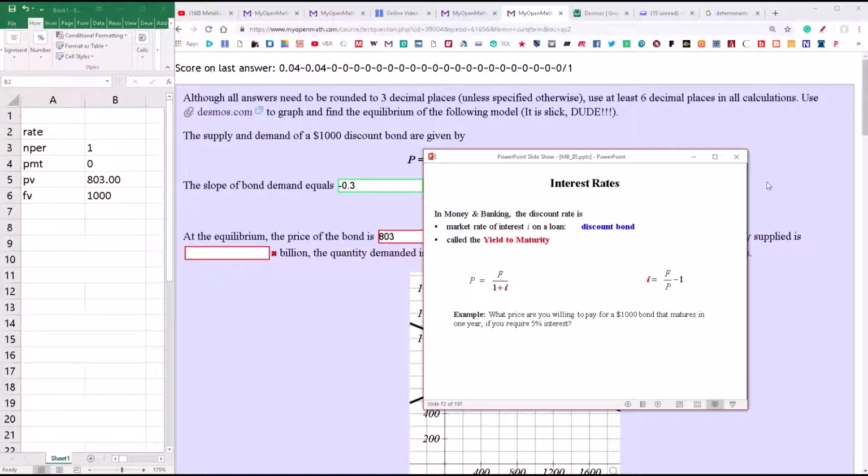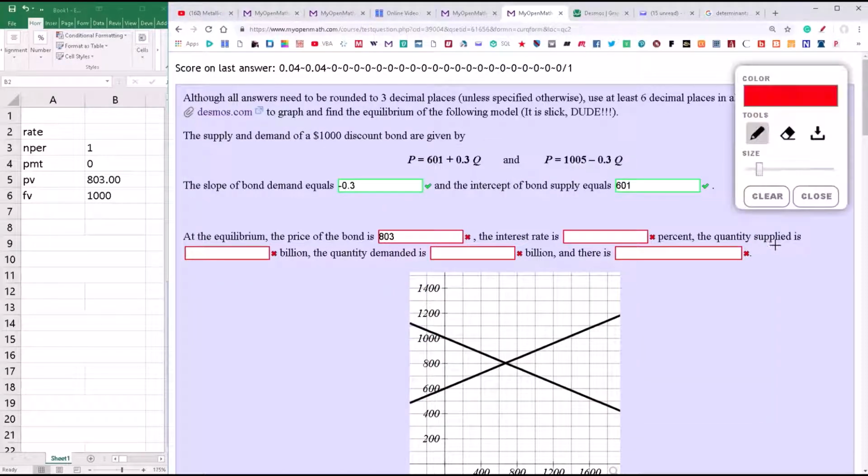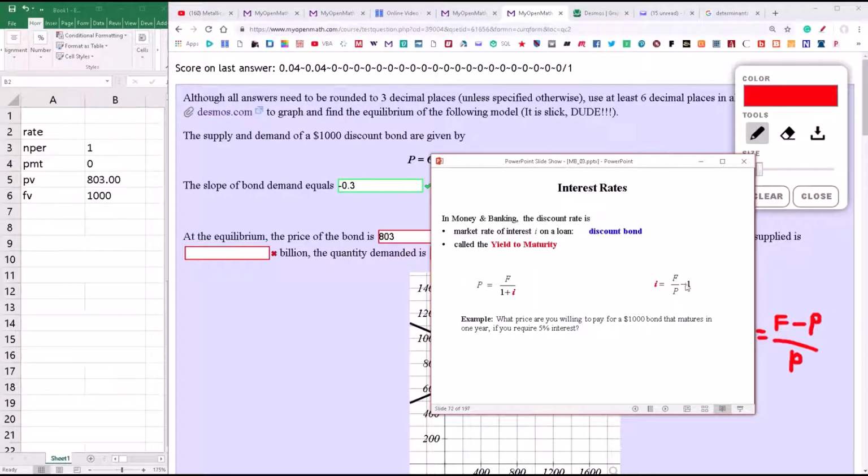So another way to write this would be: i equals F minus the price, divided by the price. That's another way to write it, because P divided by P equals 1. Now I have a common denominator, P, so I get F minus P divided by P. So that's another way to write it.